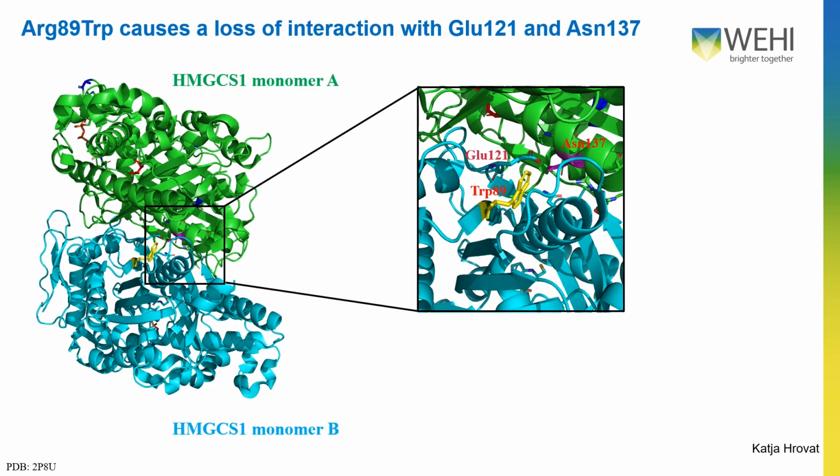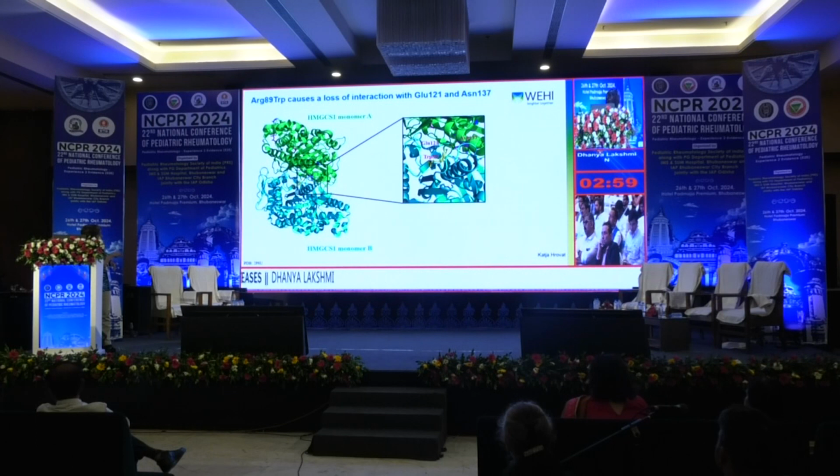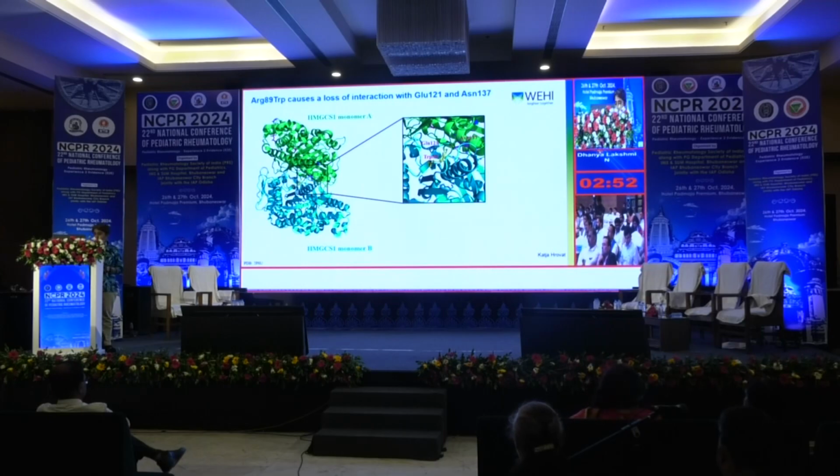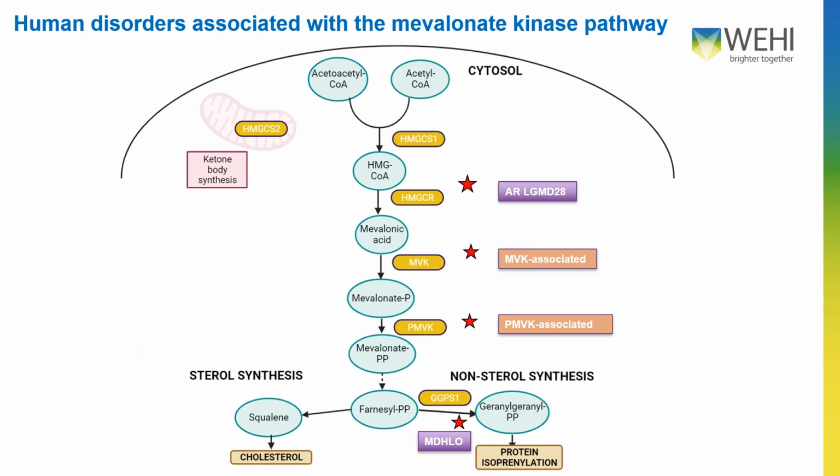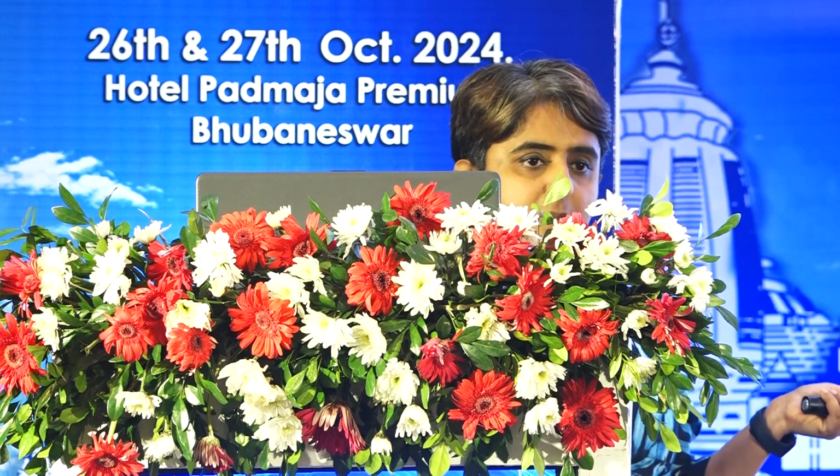And our hypothesis was that this variation is in the dimerization surface. HMG-CS1 exists as a dimer, so this variation is in the dimerization surface. So our hypothesis was this affects the stability of the protein and it results in decreased enzyme activity. We already know that HMG-CS1 is the first enzyme in this particular pathway, and we already know about the various disorders that have been associated with this pathway. So we have PMVK and MVK, which are already known autoinflammatory conditions associated with this pathway.